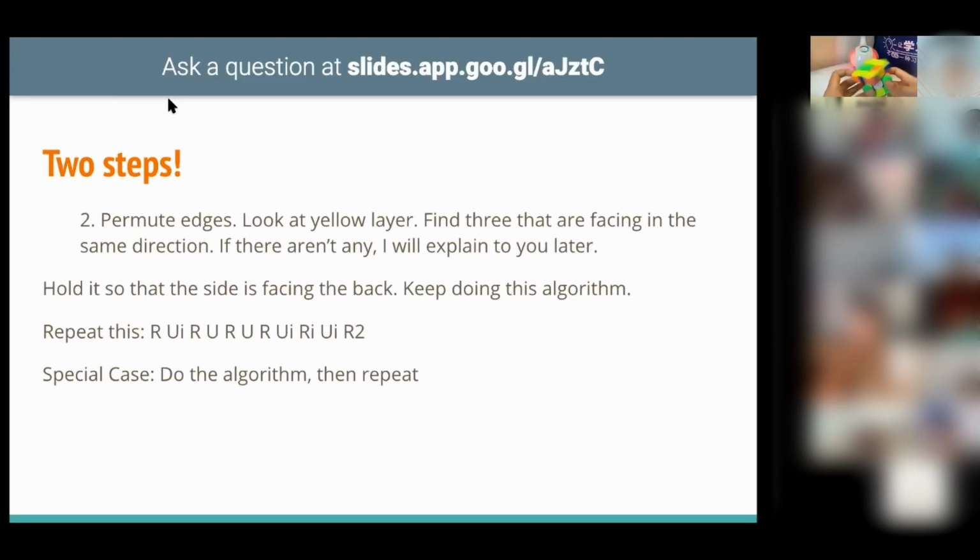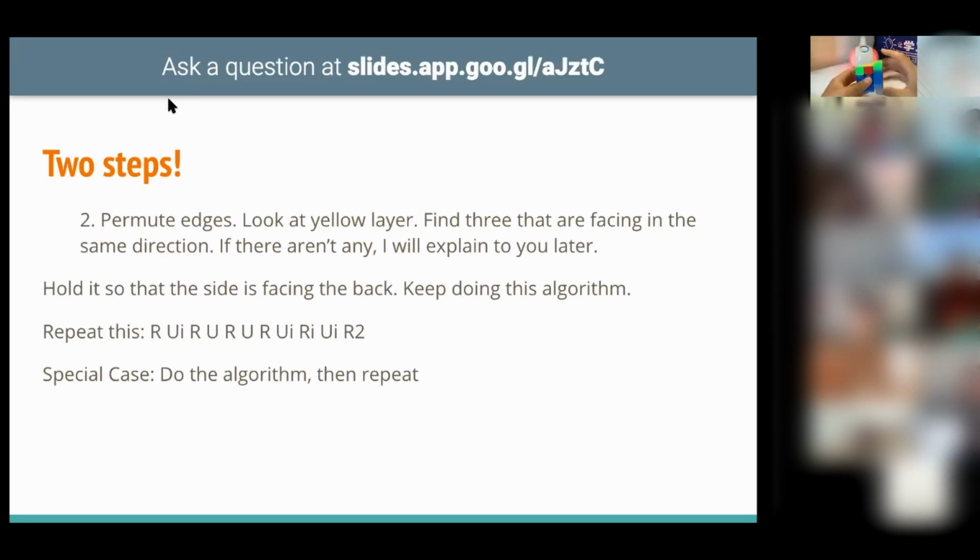And there is a special case, so something like this. You look at the three pairs, none of them are connected. Now, very similar to the corners, all you do is you perform the algorithm once. And then you'll notice that by magic, three of them are now connected. And then you bring them to the back, as the guide says. So now they're in the back.